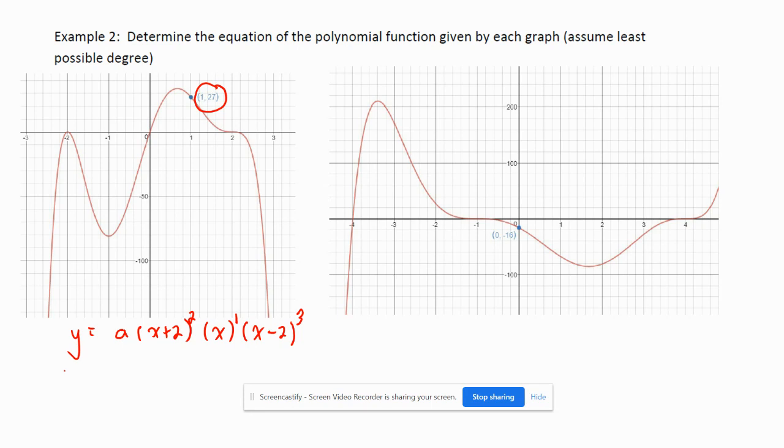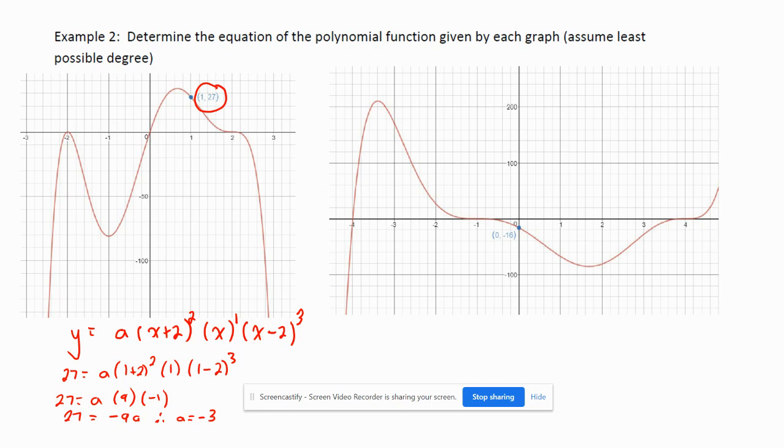So in this case, our y value is 27. We don't know a yet. We have (1 plus 2) squared times 1 times (1 minus 2) cubed. So we have 27 equals a times... 1 plus 2 is 3, squared is 9. 1 minus 2 cubed is negative 1. So we have 27 equals negative 9a. Therefore, a equals negative 3.